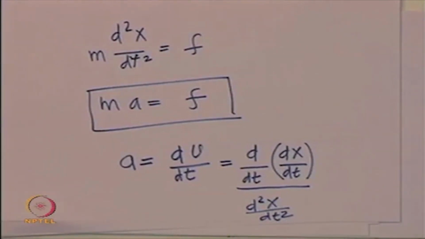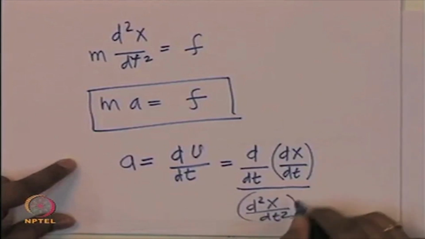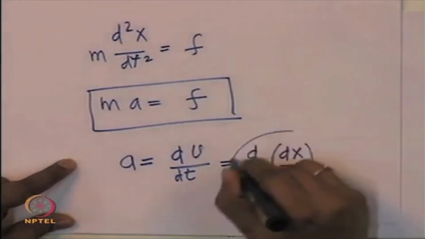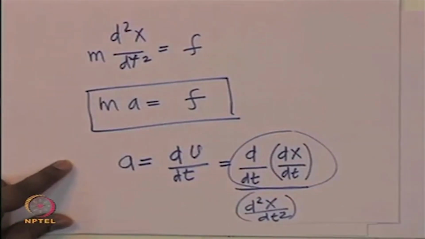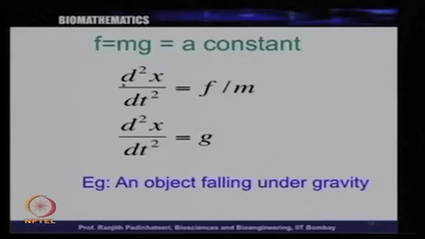So, this is essentially d square x by dt square, this whole thing. So, essentially acceleration can be written as d square x by dt square, and acceleration is force by mass. So, this is basically Newton's equation, and the simplest Newton's equation you can think of is something falling under gravity. So, let us say this pen, if I leave the pen, it will fall under gravity. So, the falling of this pen or any object that is falling under gravity can be described by this equation.